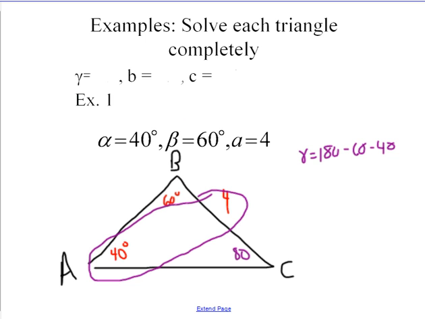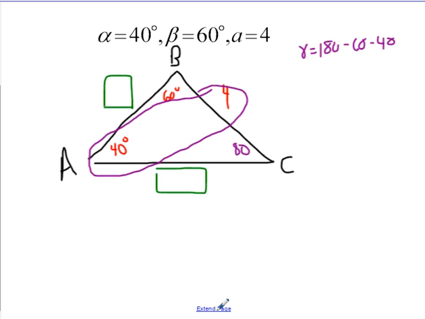Okay? And let's see if we're right here. Yep, 80 degrees. So then next, the only things we're missing are side length C and side length B. So let's find B first. To find B, we're going to have the sine of 40 over side length A, which is 4. I picked that first because those are the given values that are opposite of one another. So that's what we want to use.